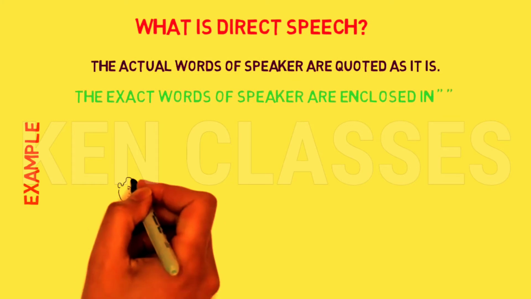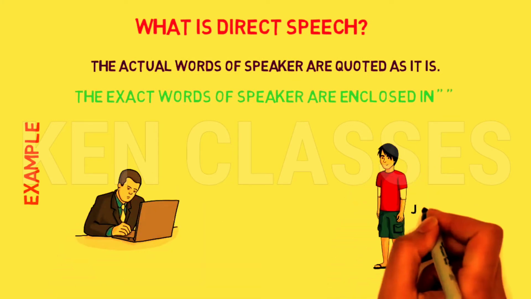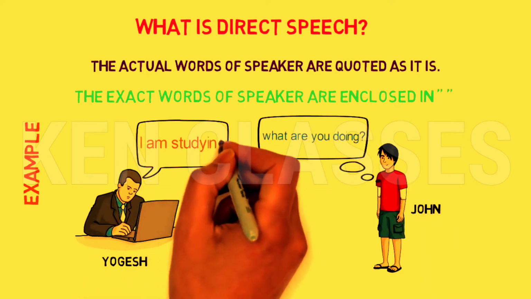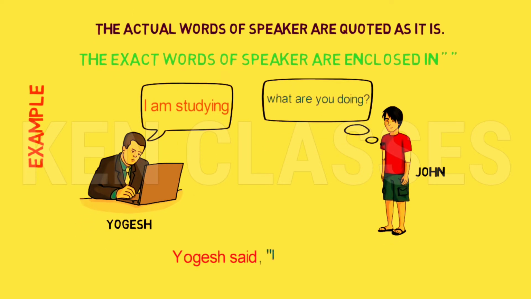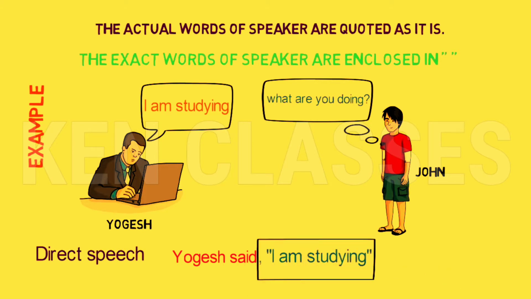For example, Yogesh was studying when his friend John came. John asked, "What are you doing?" He said, "I am studying." Now, if John wants to report what Yogesh said as it is, then he can say, Yogesh said, "I am studying." This is direct speech. Here you can see the quotation marks around the sentence "I am studying." Also, said is the reporting verb here and "I am studying" is the reported speech.